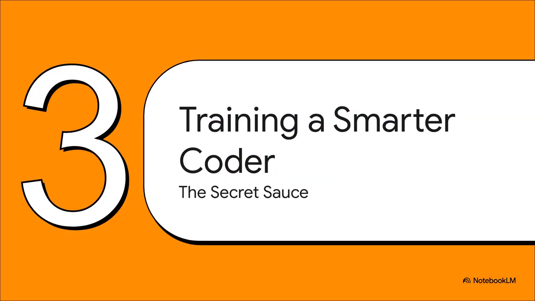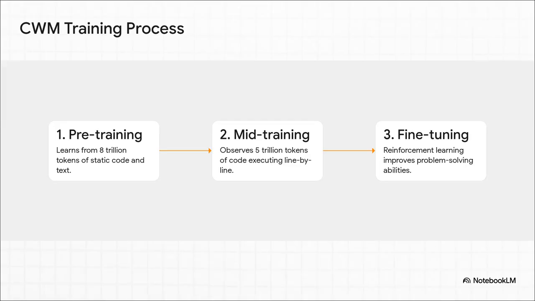Okay, so this sounds amazing, but how do you actually train an AI to think like a chef instead of just a recipe follower? Well, the process has a pretty familiar structure, but with one brand new, game-changing step right in the middle. So it's a three-stage process. First, you've got your standard pre-training. The model just reads a huge amount of static code. But then, and this is the key innovation, comes this mid-training phase. Here, the model isn't just reading code. It's watching 5 trillion tokens of code as it actually executes. Then finally, it's fine-tuned to get even better at solving problems.